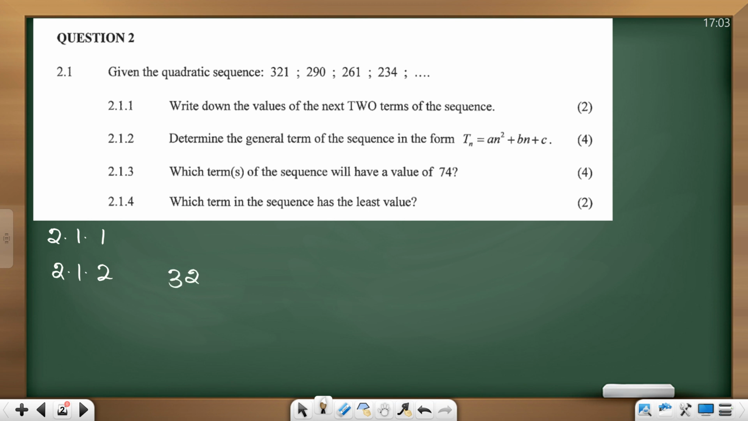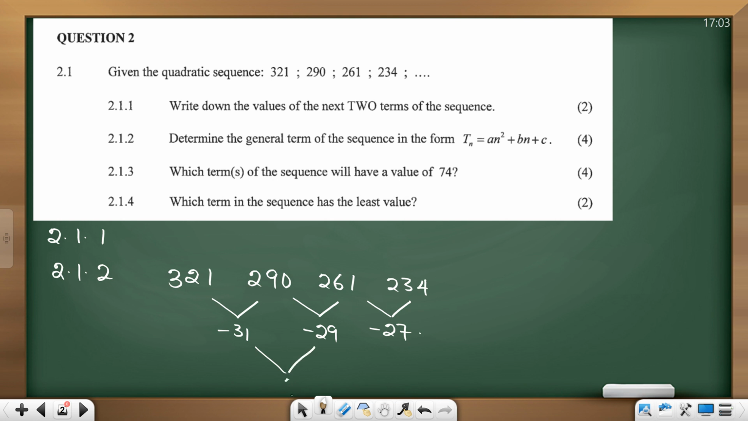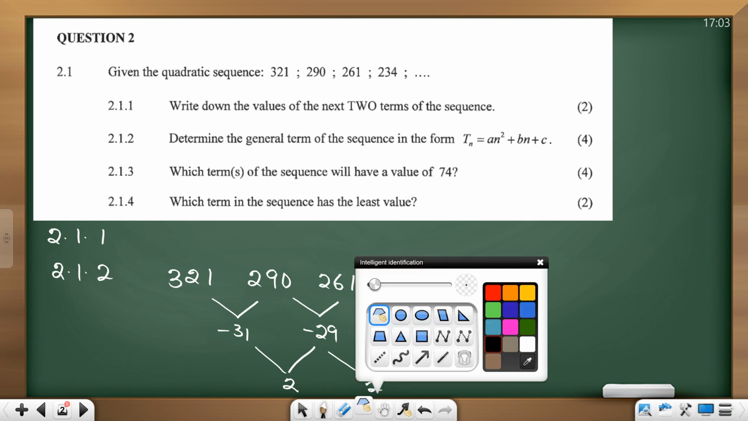Quickly, talk to me. It's 321, 290, 261, 234. What's your difference? Quickly, give me the difference. Negative 31, negative 29, negative 27. And then this one will be what? 2. That will also be what? 2. So I therefore now know that my 2a is 2.